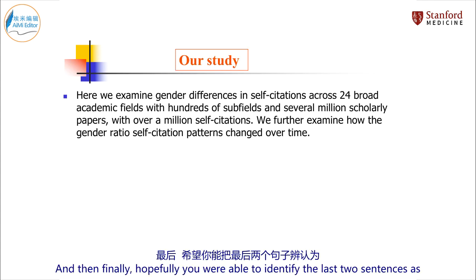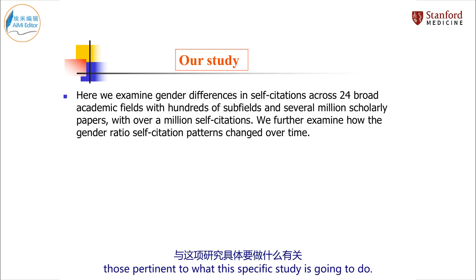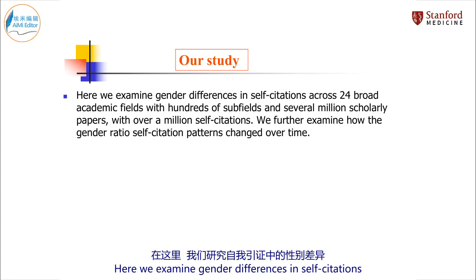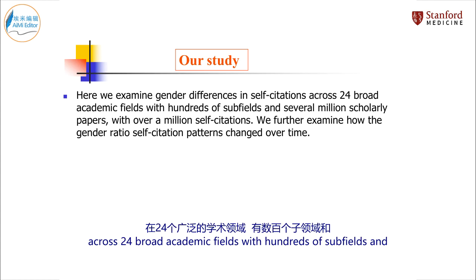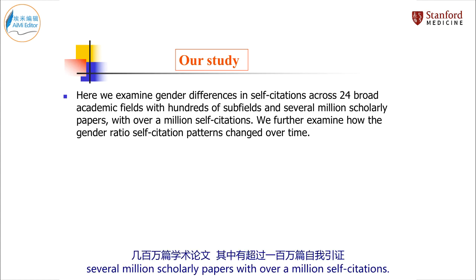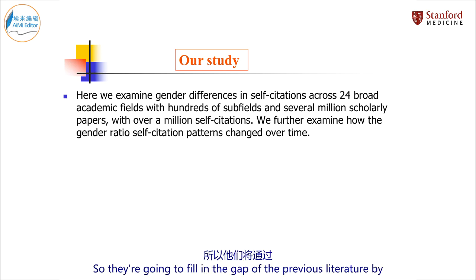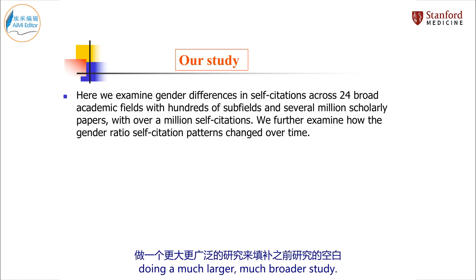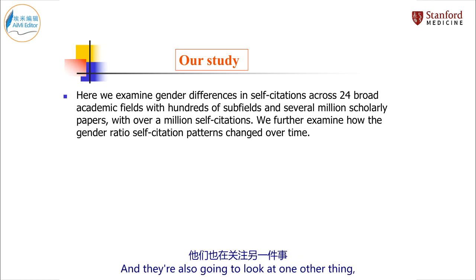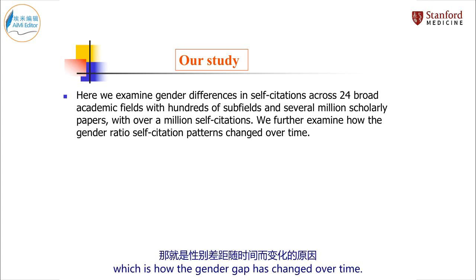And then finally, hopefully you were able to identify the last two sentences as those pertinent to what this specific study is going to do. Here we examine gender differences in self-citations across 24 broad academic fields with hundreds of subfields and several million scholarly papers with over 1 million self-citations. So they're going to fill in the gap of the previous literature by doing a much larger, much broader study. And they're also going to look at one other thing, which is how the gender gap has changed over time.